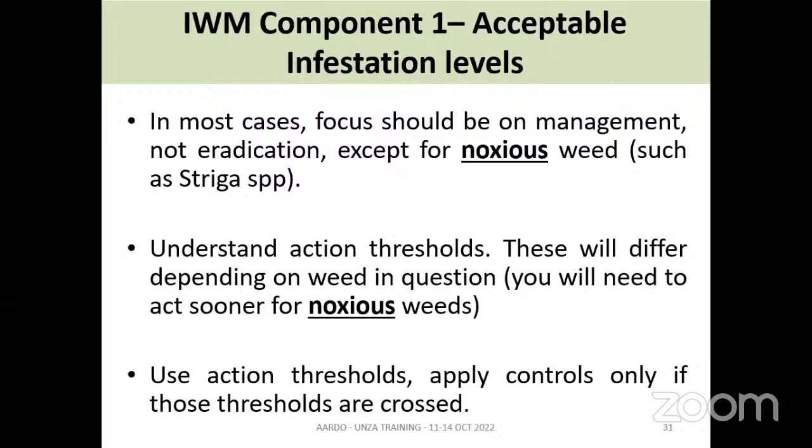Among weeds, there are types of weed we call noxious weeds. Those weeds, like some of the parasitic weeds like striga, are very difficult to control and they cause a lot of damage. Those are the ones we call noxious. For those, the thresholds for you to act would be very low. When you see even a few, it might be time to act.